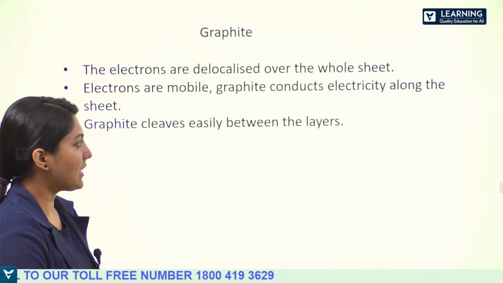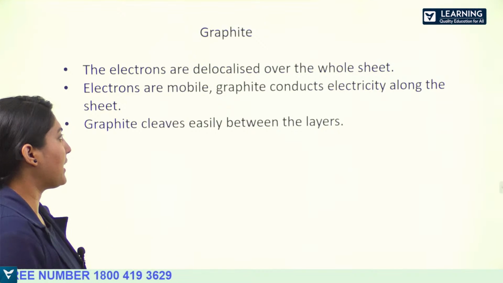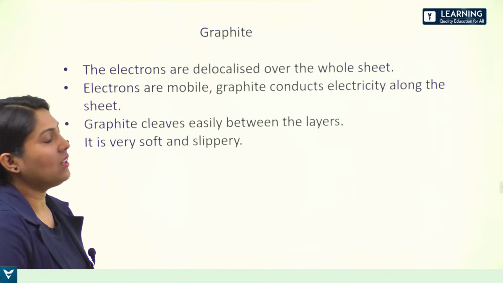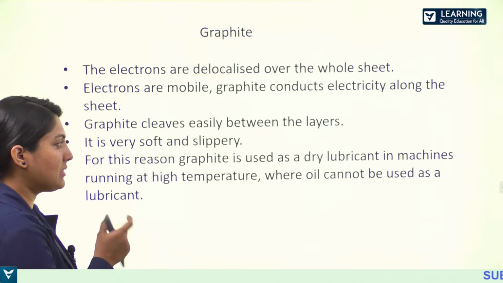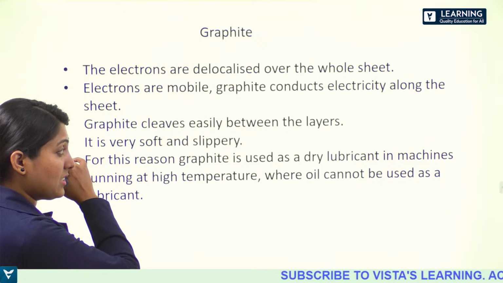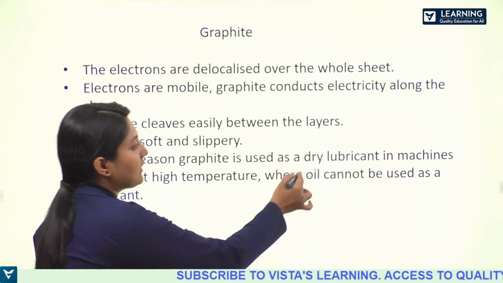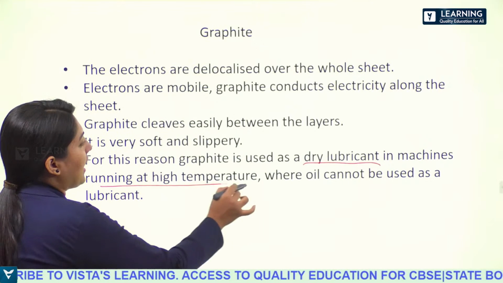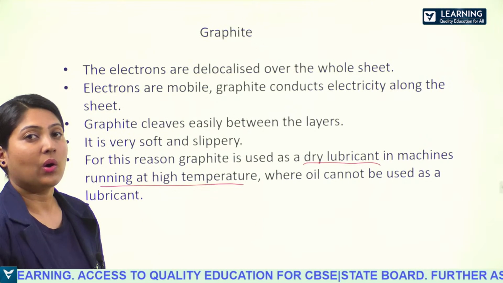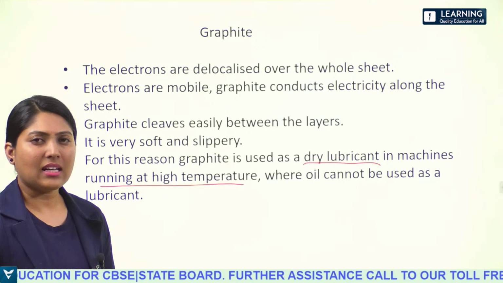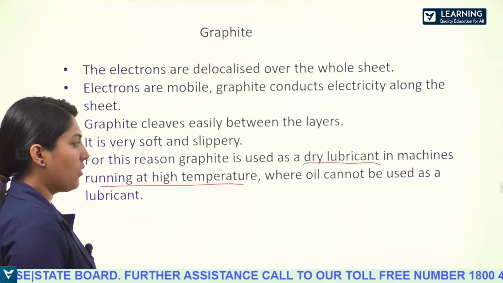Graphite cleaves easily between the layers, that is, it breaks easily. It is very soft and slippery. It can be used as a lubricant also due to its slippery property. For this reason, graphite is used as a dry lubricant in machines running at high temperatures where oil cannot be used, because at higher temperatures, if you are using oil as a lubricant, what happens? It can vaporize.